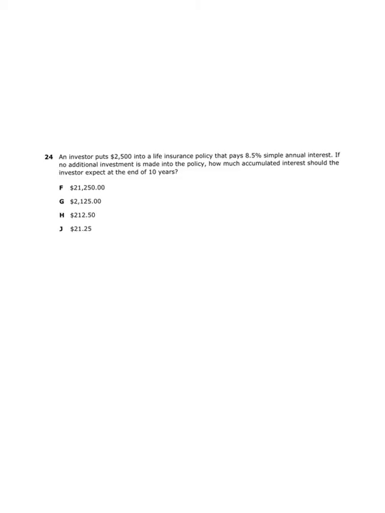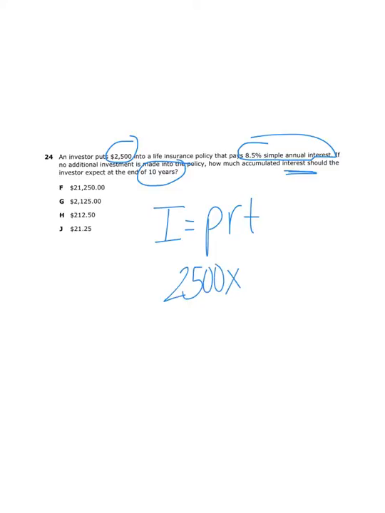Number 24. An investor puts $2,500 into a life insurance policy that pays 8.5% simple interest. If no additional investment is made into the policy, how much accumulated interest should the investor expect at the end of 10 years? So your formula for simple interest is I equals PRT. The principal is 2,500 times the rate after you've divided it by 100 times the time. Once you do that, you would get $2,125. You don't have to add it back to the principal because it's just the interest.